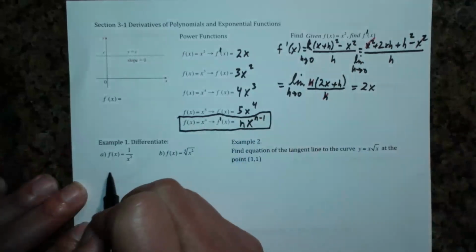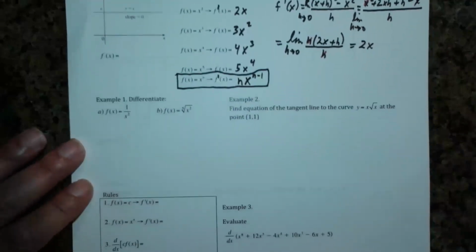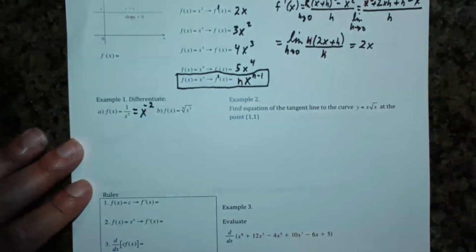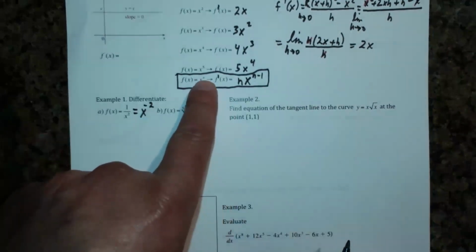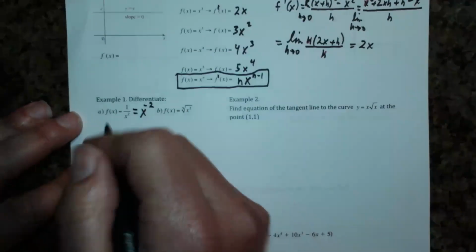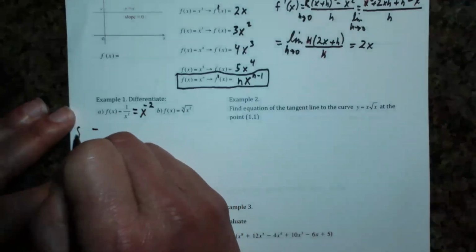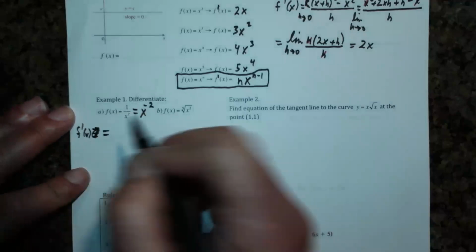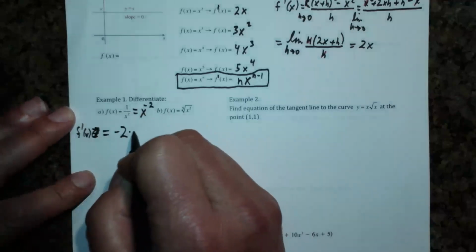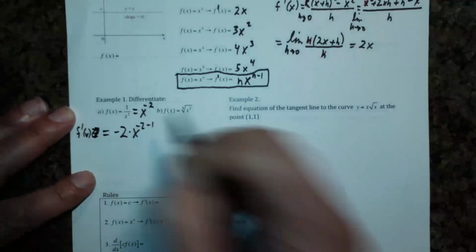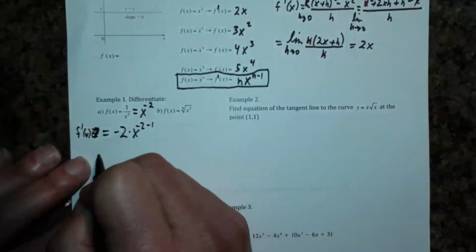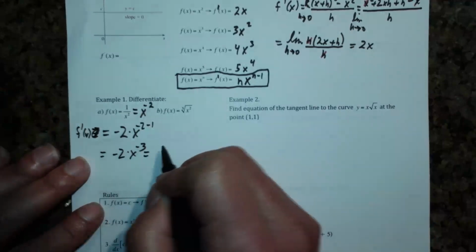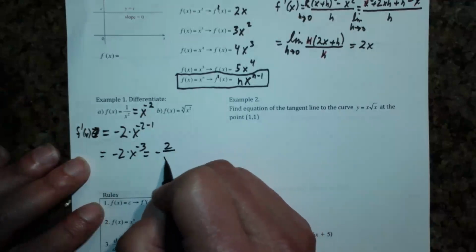And I'm going to go to example 1 here. And I'm going to rewrite this one as x to the negative 2 power. And you can see now n is negative 2. So using the rule, f prime is in this case negative 2 times x to the negative 2 minus 1, which is negative 2 times x to the negative 3rd, or negative 2 over x to the 3rd.